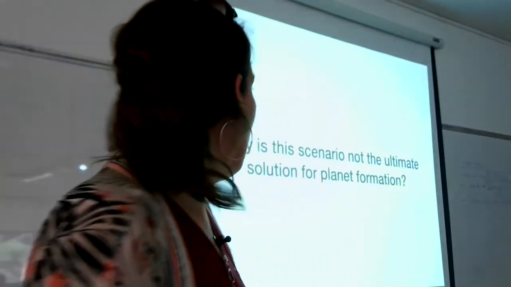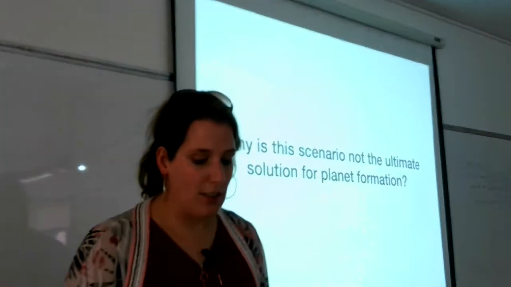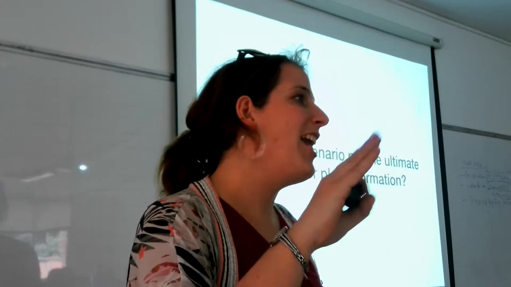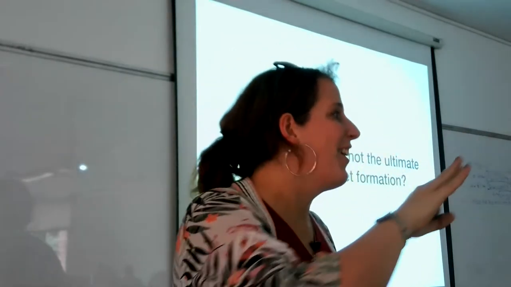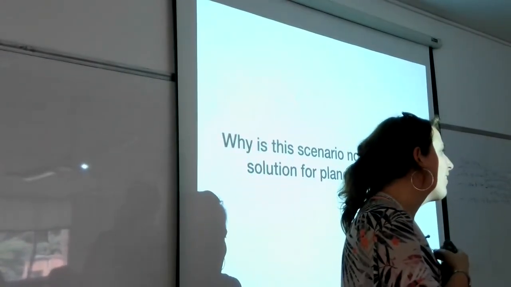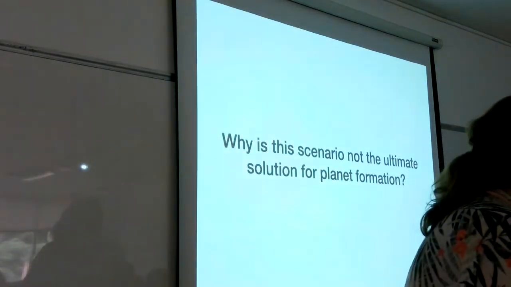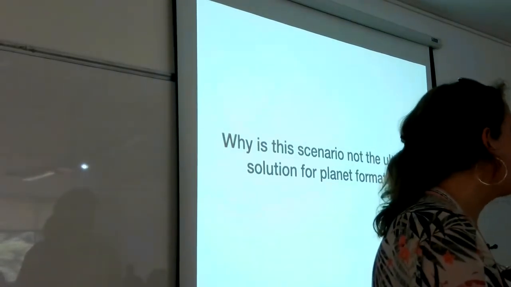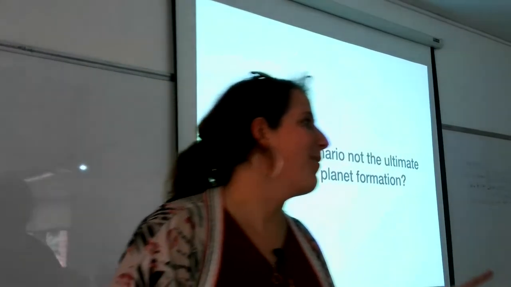So, why is this scenario of the dust trap not the ultimate solution for planet formation? What do you think? Is there anything illogical about what I just said? Yeah, there is, but I would like you to tell me what it is. Because it doesn't explain the nearest planet for a star. The what, sorry? The nearest planet of a star. Well, it actually doesn't explain how that first planet was formed. Maybe that's not what you meant.